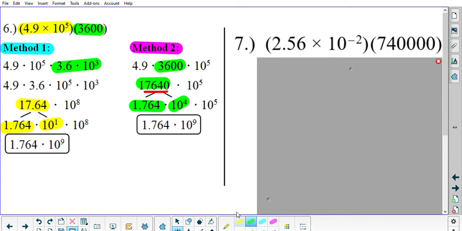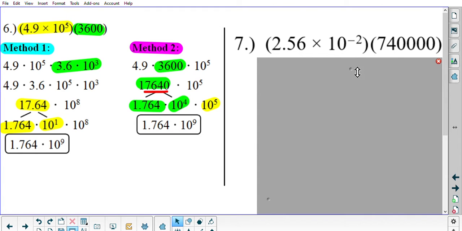Now, we're not done. We still have the 10 to the 5th. So 10 to the 4th times 10 to the 5th gives you 10 to the 9th, and that then is an answer in scientific notation. So you can technically use either method that you want, but I personally find method 2 to be a little bit quicker. All right, problem number 7. Hit pause on the video, try it on your own, and then hit play once you're ready to see how you did.